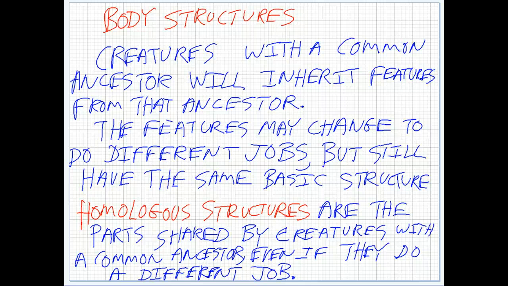So a homologous structure, down here, are the parts that are shared by creatures with a common ancestor, even if they do a different job. The bird and the bat and the dolphin all have the same arrangement of arm bones that we all share, but they have done very different things with it based on their needs in the environment. The bird has adapted them to fly like the bat has. The dolphin has adapted it to swim very well, whereas we have adapted it for advanced manipulation of objects, picking up things and holding things.